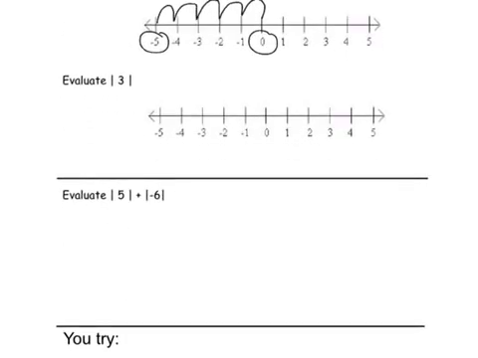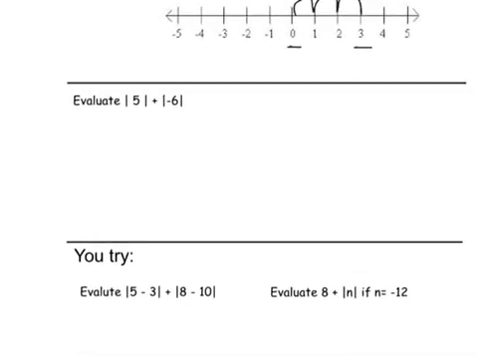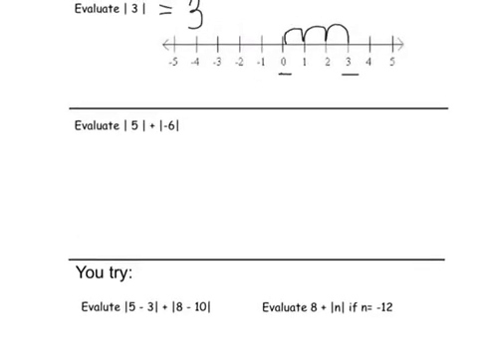Looking at absolute value of 3, we want to get from 0 to 3 and find the distance. So we're going to go 1, 2, 3. So the absolute value, or distance between a number and 0 on a number line, of 3 is 3. Okay, so let's add that into an equation. So we have absolute value of 5. My distance to get from 0 to 5 on a number line is 5, plus the absolute value it would take me to get from negative 6 to 0 on a number line, which is, I'm going to give you a second to think about it. It is 6. So to evaluate the absolute value of 5 plus the absolute value of negative 6 would give us 11.